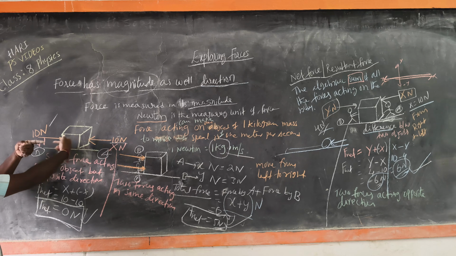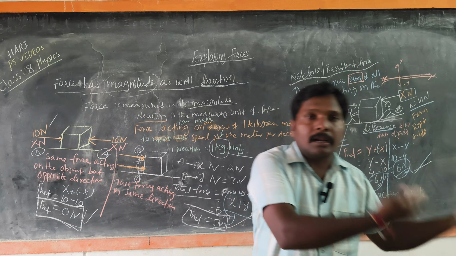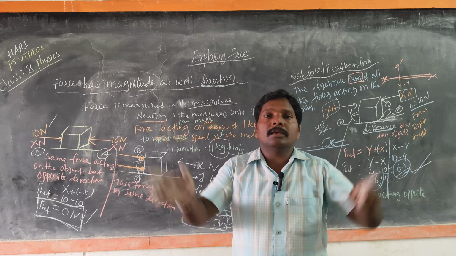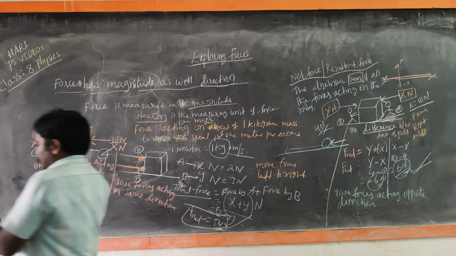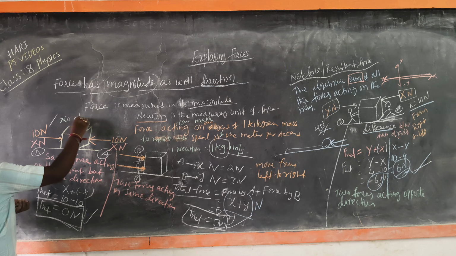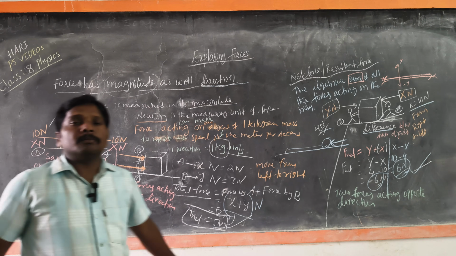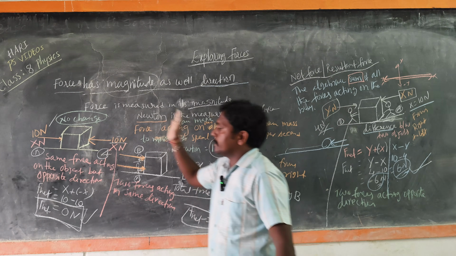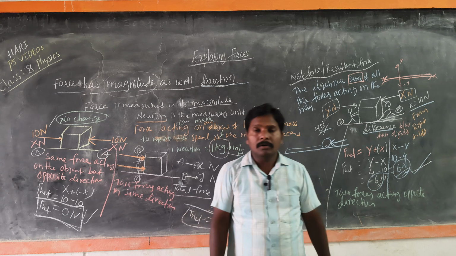So both are in opposite directions. One is left to right, the other is right to left. So the total force acting on the heavy box is zero. That's why there is no change. That means the heavy box doesn't move, because the total force acting on the box is equal to 0.